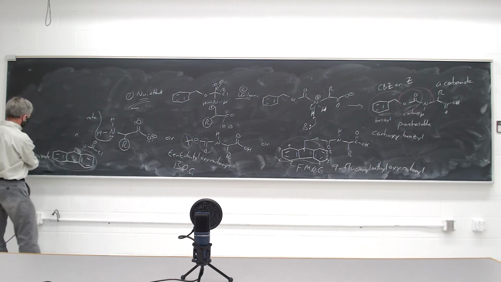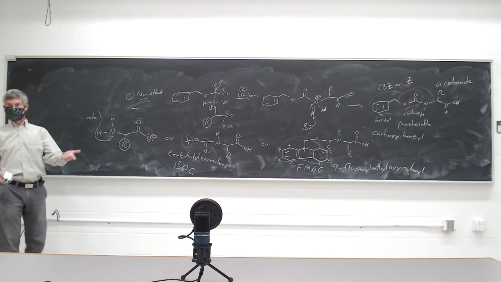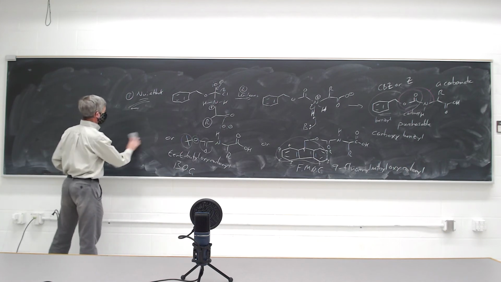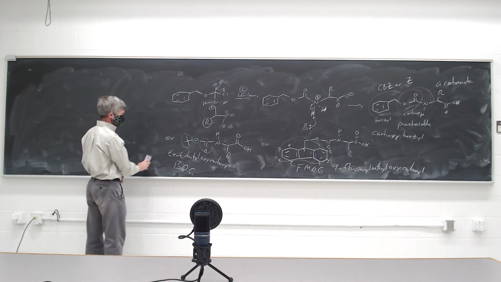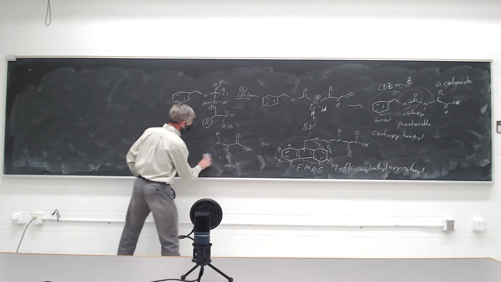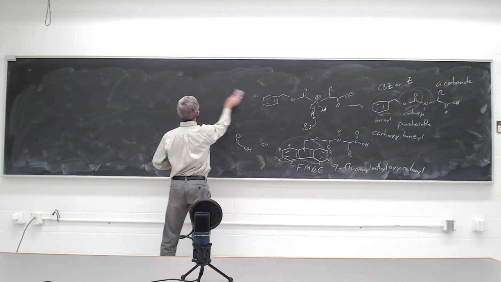Those are just nucleophilic acyl substitution reactions. With the di-tert-butyl dicarbonate, the leaving group isn't chloride, the leaving group is an oxygen anion. So we can buy these. Or you can make them.